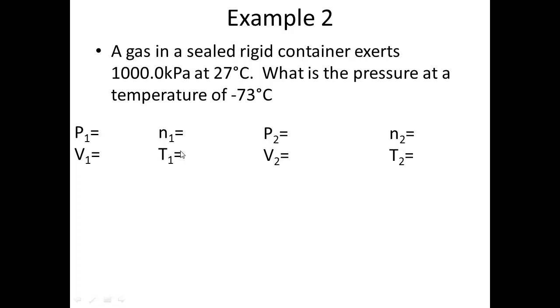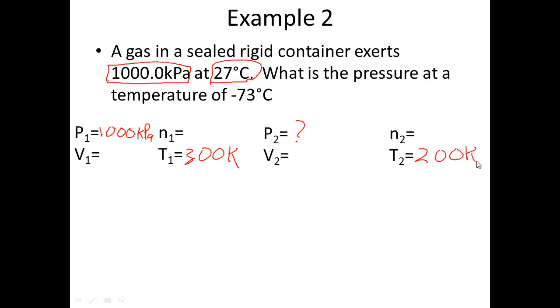So a gaseous shield in a rigid container exerting 1,000 kilopascals. What's 1,000 kPa? Pressure. 1,000 kPa at 27 Celsius. 27 Celsius is equal to 300 Kelvin. What is the pressure? What's my final P2 at a temperature of negative 73, at 200 Kelvin? So, what don't we talk about here? V1 and everything. We don't talk about volume.